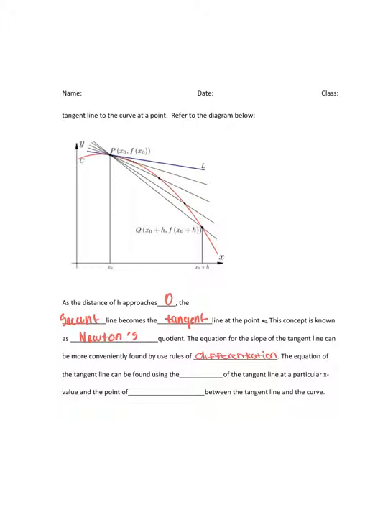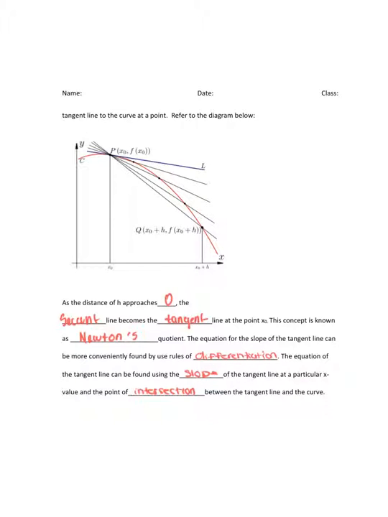The equation of the tangent line can be found using the blank of the tangent line at a particular x value and the point of blank between the tangent line and the curve. Slope, right. And the intersection, right. So whenever you were doing those questions on your paper 1 and paper 2, where it said find the equation of the tangent line, the first thing you had to do was find the derivative. The derivative would give you the slope, which is the value of m.